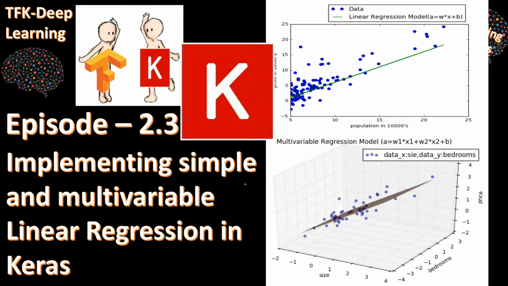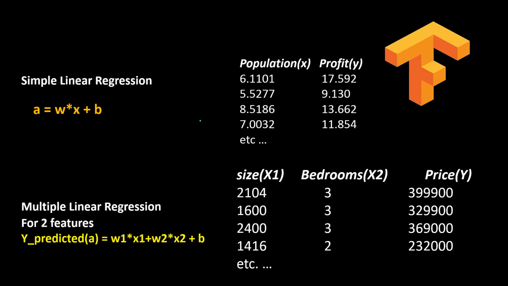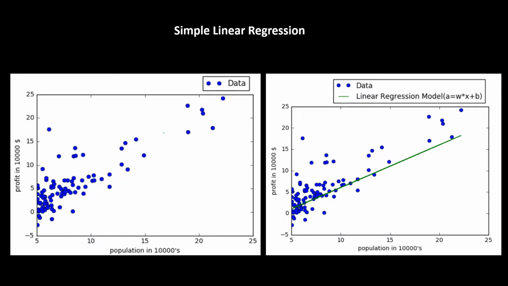But before that, let's have a recap of the previous episode. In the previous episode, we implemented the simple and multiple linear regression in TensorFlow. The example which we took was predicting the profit for a food truck given the population. For simple linear regression, there was just one input feature for X, and for multiple linear regression, there are two features for each input. So in this case, we are predicting the house price given the house size and the number of bedrooms. So the target was for simple linear regression.